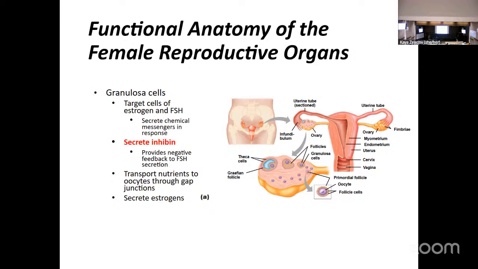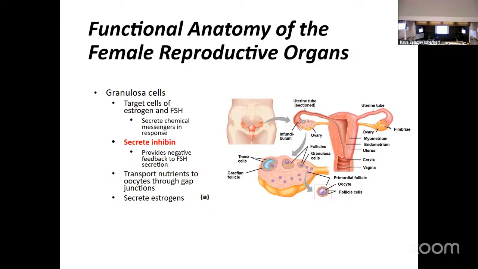So it's not specific only to females, but it's clearly named after these follicles in the ovary, right? So follicle stimulating hormone is going to be acting on these follicles in the ovary. Okay. So in response to estrogen and this hormone FSH, follicle stimulating hormone, the granulosa cells are going to secrete their own chemical messengers. So they're going to have a chemical response to receiving these signals.